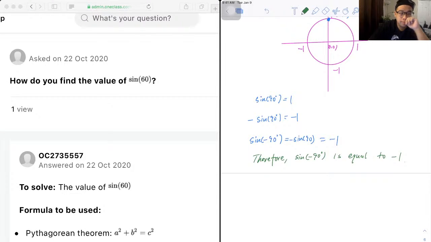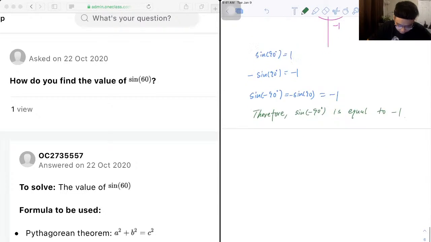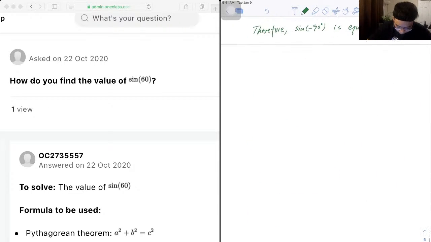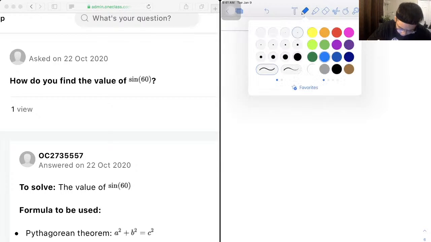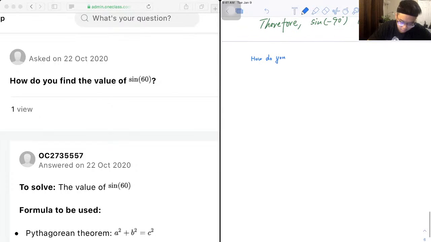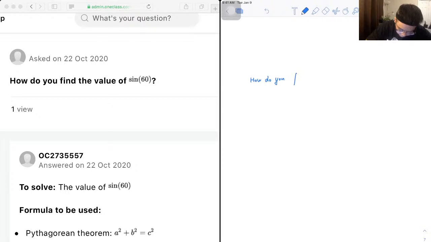All right. So coming up, we have our question asking us, how do you find the value of sine 60?